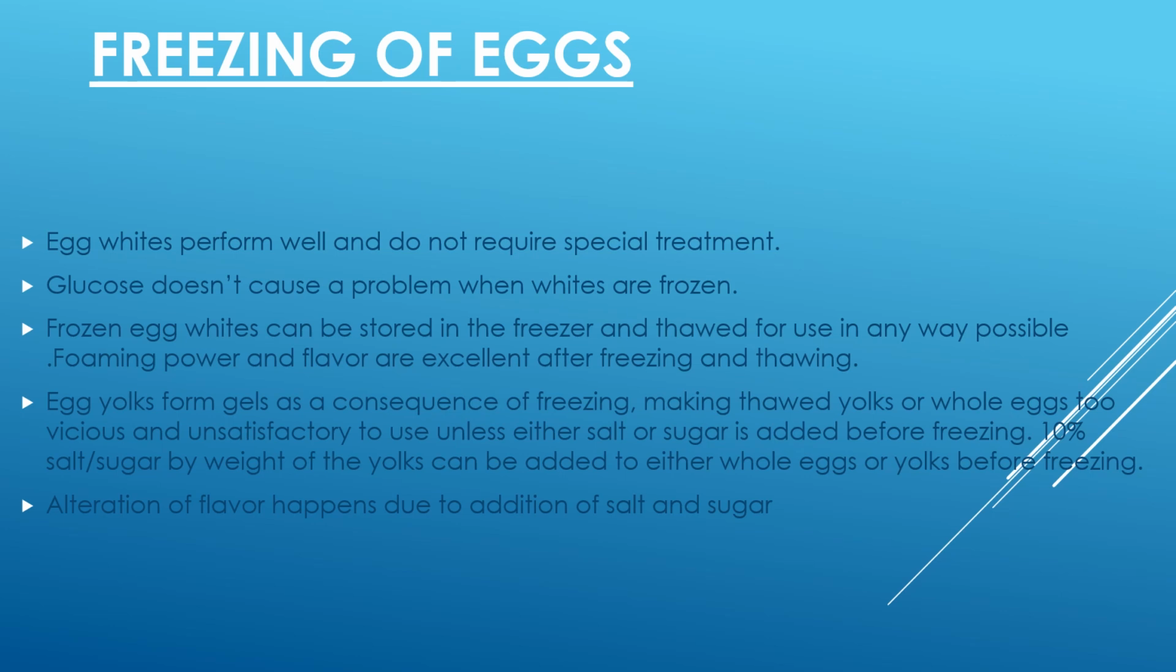Egg yolks form gels as a consequence of freezing, making thawed yolks or whole eggs too viscous and unsatisfactory to use unless either salt or sugar is added before freezing. 10% salt or sugar by weight of the yolks can be added to either whole eggs or yolks before freezing. Alteration of flavor happens due to addition of salt and sugar. So very careful monitoring is required while the sugar and salt may be added to prevent the deterioration of egg yolks while freezing.